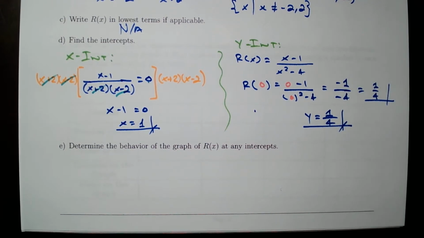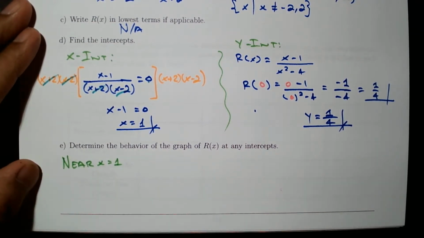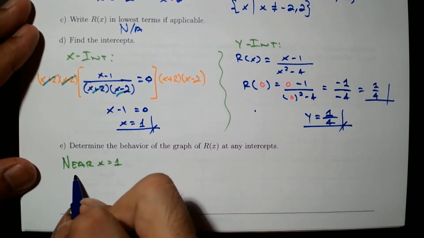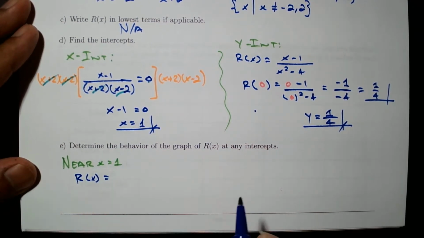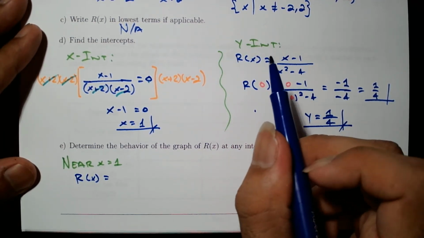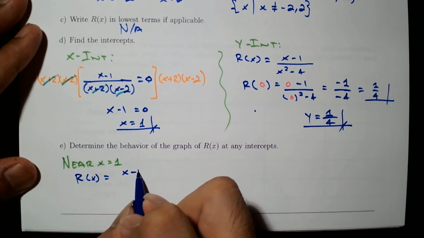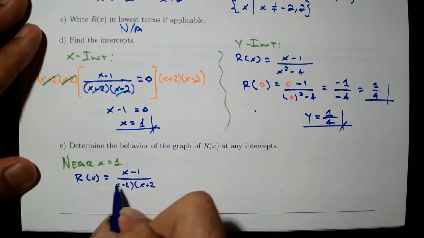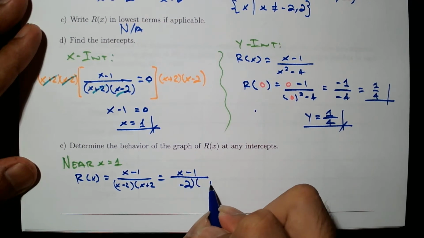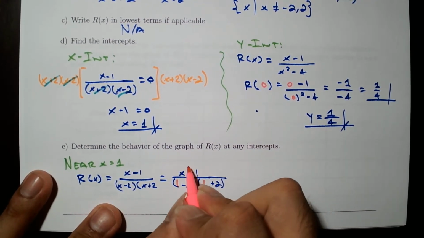So, all right, let's see. Near the only x-intercept, keep in mind that just the same way we did it with the polynomial functions, substitute everywhere except where it makes it 0. So I have the original function here. I'm going to use the factor form, in fact, x minus 1 over x minus 2 times x plus 2. And I'm going to plug in 1 everywhere except where it gives me a 0.